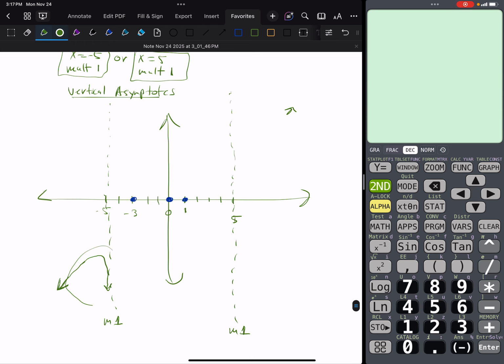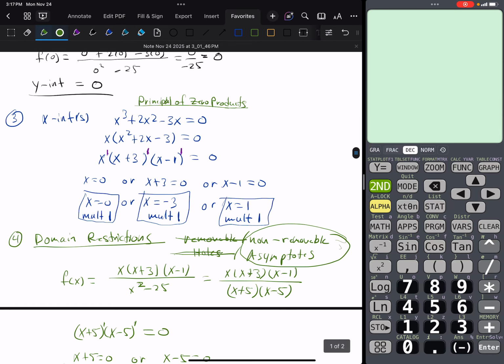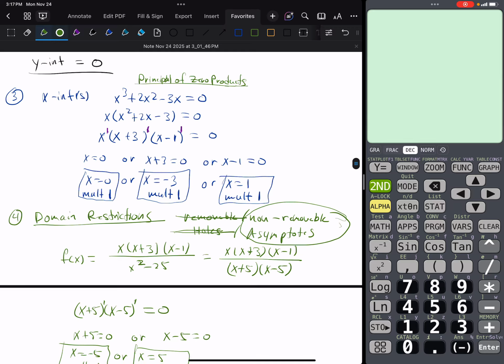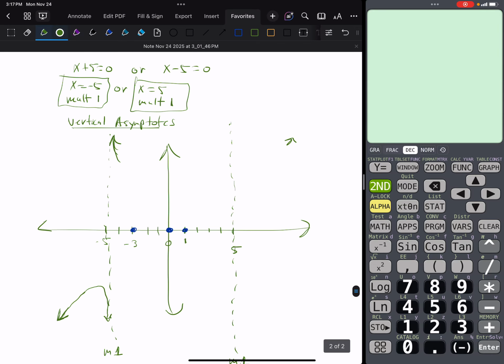And so if I went down towards negative infinity on the left side, as I approach it from the right side, I have to go up to infinity, right? Remember, opposite behavior. And so I have to approach that vertical asymptote from that direction. Now, all 3 of my zeros were odd multiplicities, right? Multiplicity 1 for 0, negative 3, and 1, which means it's going to pass through all 3 of those zeros.